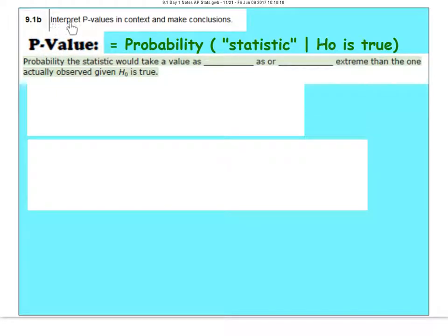In 9.1b, we're going to interpret p-values in context and make conclusions. So by definition, a p-value is a probability, and more specifically, it's a conditional probability. Here's what it is. What is the probability that the statistic that we got from our sample happened given that H sub O is true?